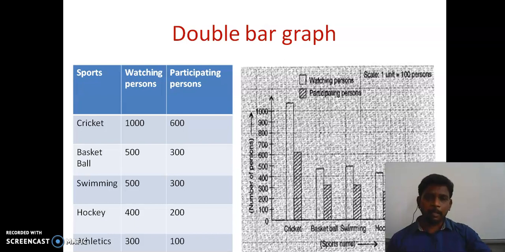So when we compared the data, which one is maximum? It is better to compare using the diagram. Which one is the lengthiest, which one has the highest length? It is nothing but the watching persons only. So here itself you can compare which one has the minimum height and which one has the maximum height. In each game, the number of watching persons has the highest height here, right?